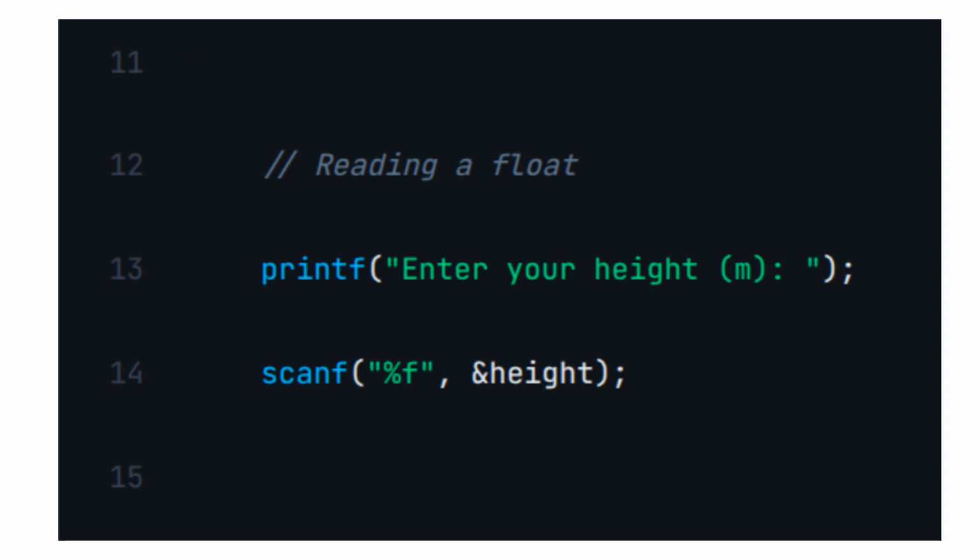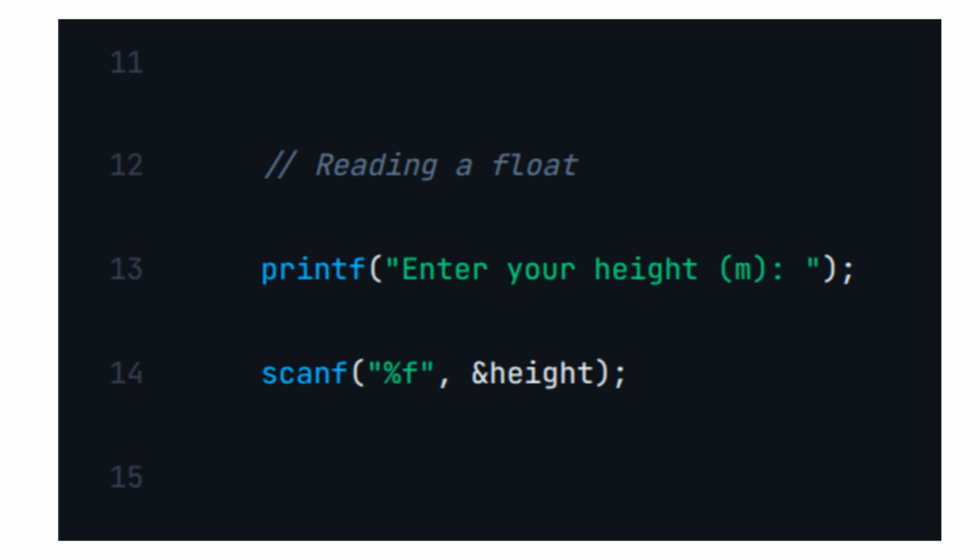Okay, now we're doing the same thing, but this time with a float value. On line 12, the comment says reading a float. So we know we're about to take a decimal number as input. On line 13, we have another printf statement, and this one says, enter your height in meters. Again, this is just a message prompting the user to type something. It's telling them, hey, give me your height.